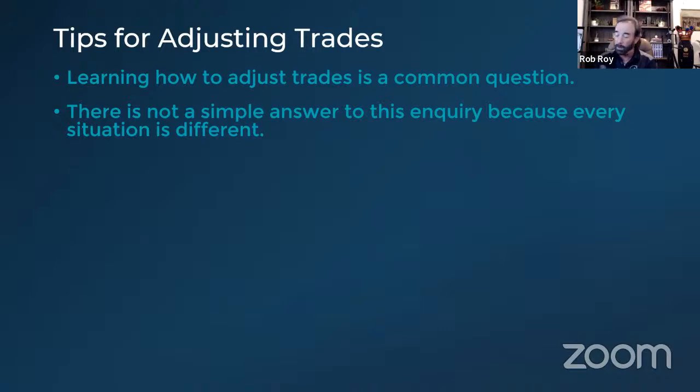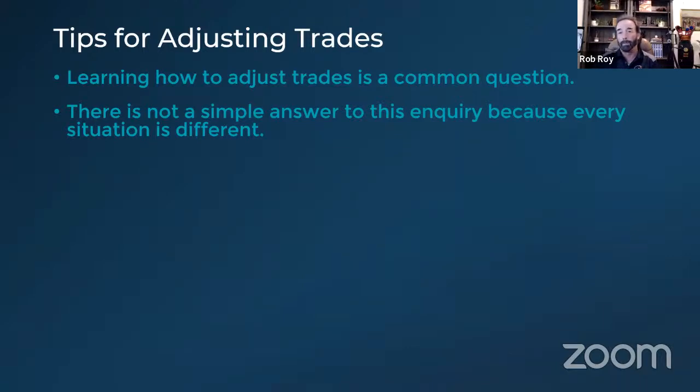And it's not a uniform answer for every single trade. Every trade is different, so we're trading based on what the pattern is telling us. If the pattern is unclear, we won't make an adjustment. We'll just close the trade out and move on.